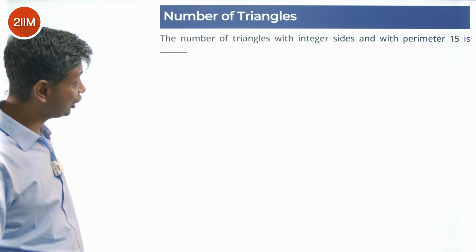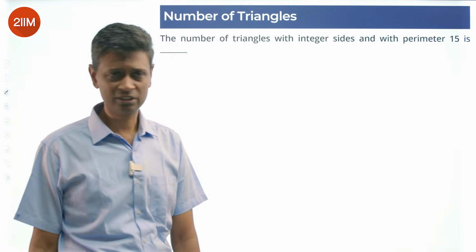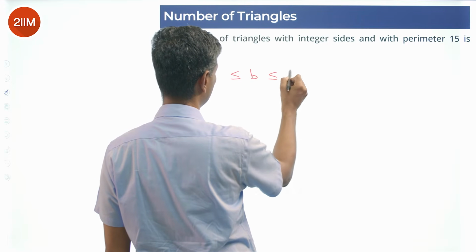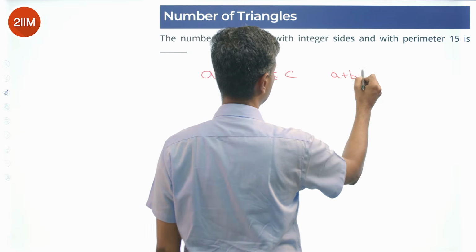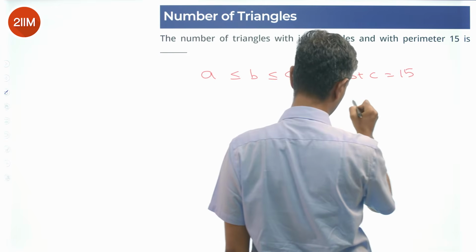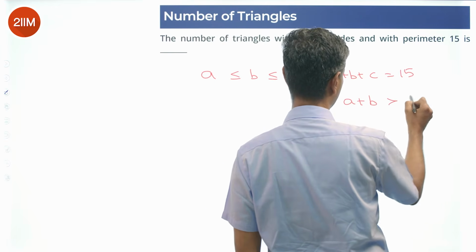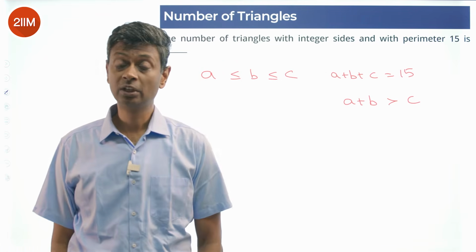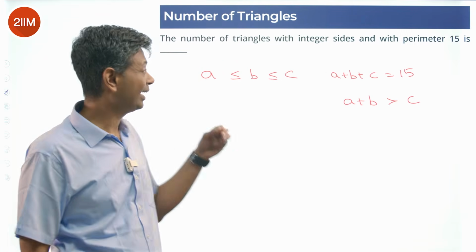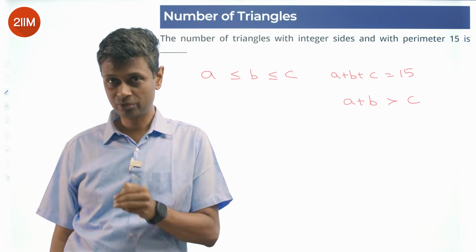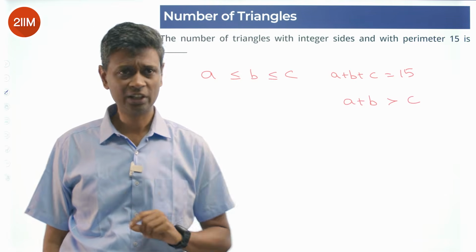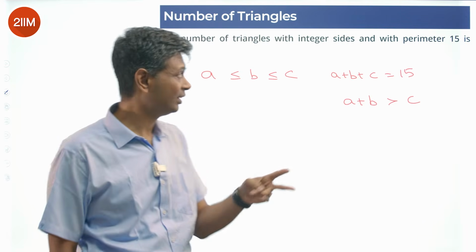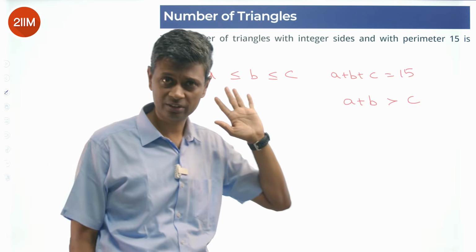The number of triangles with integer sides with perimeter 15. Three sides A, B, C. I'm going to assume A less than or equal to B less than or equal to C. A plus B plus C is equal to 15. A plus B greater than C. That's it. Sum of the 3 sides is 15. Assume them in some order, ascending order, A less than or equal to B less than or equal to C. Non-descending order, A plus B greater than C. Sum of any 2 sides has to be greater than the third side. Sum of the 2 shorter sides has to be greater than the third side.